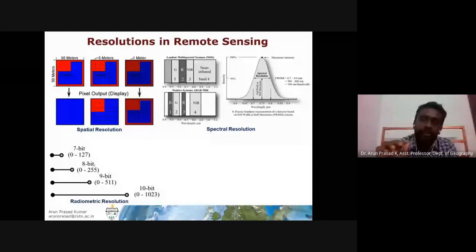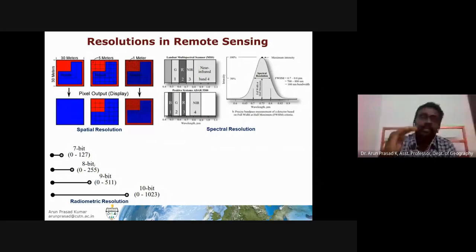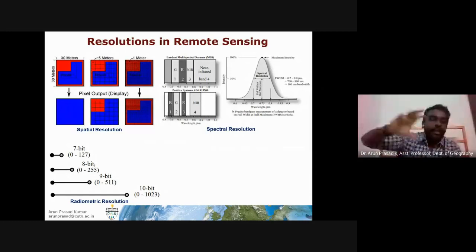So how do we get 255? 2 to the power of n, where n is the number of bits. 2 to the power of 8 is 256. So it ranges from 0 to 255: 256 gray levels starting from 0 to 255. So if we have a 16-bit image, then the number of levels would be much higher.